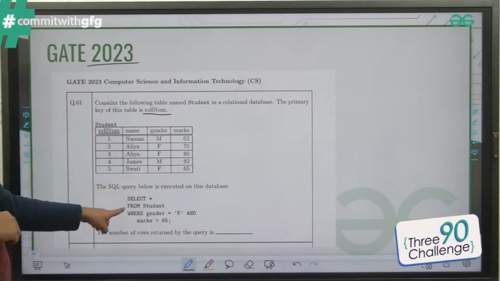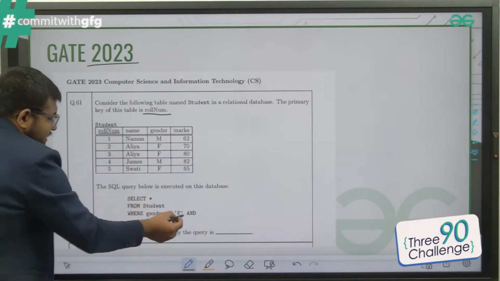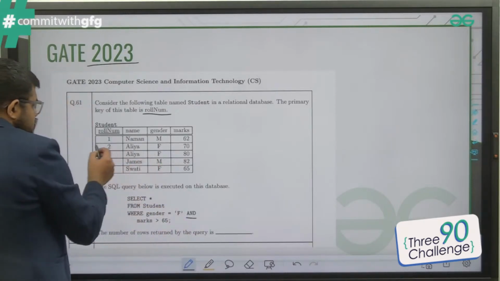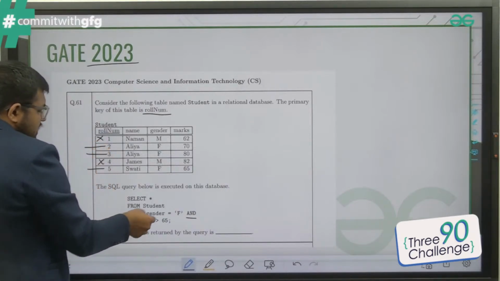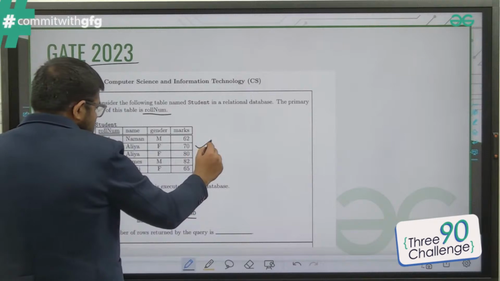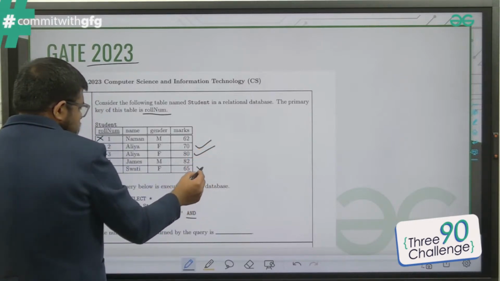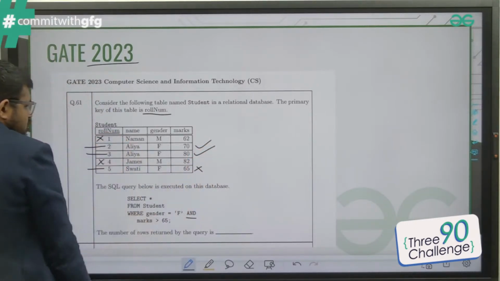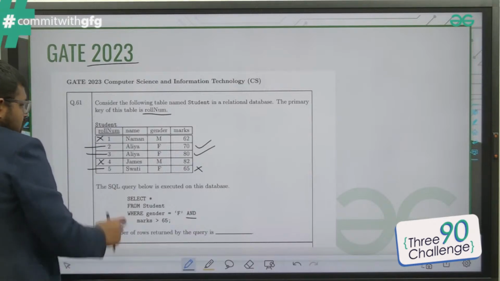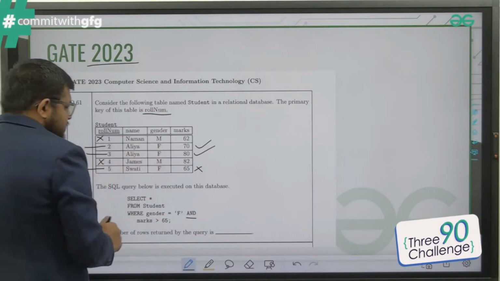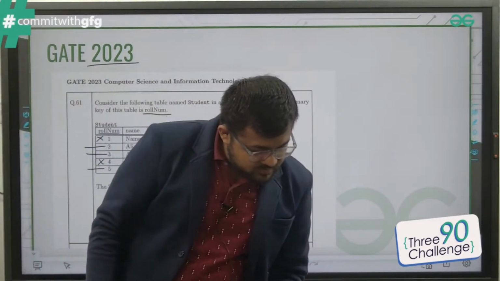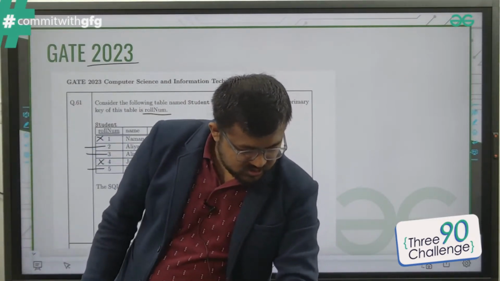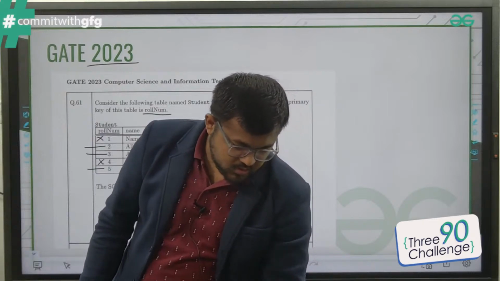Select star, star means everything, from student, where gender is F, and means both conditions must be satisfied. So you take gender is F, so you have three tuples. These two are already gone. And marks is greater than 65. This is greater than 65, this is greater than 65, this is not greater than 65. So the number of rows returned would be 2, Alia F 70 and another F 80. So it would be 2. Let me cross check the answer. Yeah, so the answer is 2, I think.